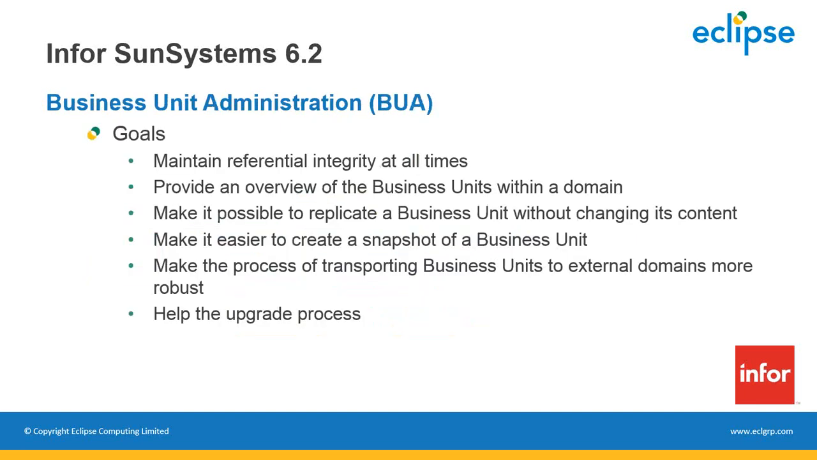The second major piece of web-enabled functionality, which is also really a major enhancement in the standard desktop version of Sun as well, is the consolidation of a lot of the administration functions for business units into a single console, which is called the BUA, the Business Unit Administration Console. Now, the reason this was done, again, is that it's one of the prerequisites for being able to cloud enable SunSystems.